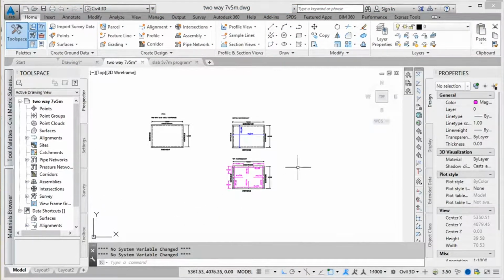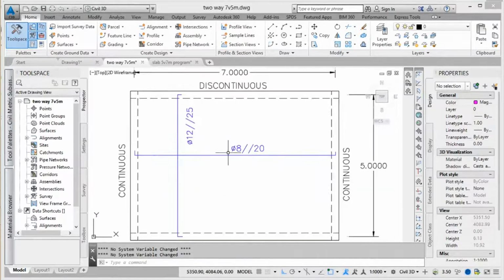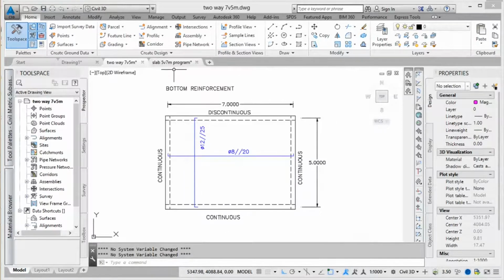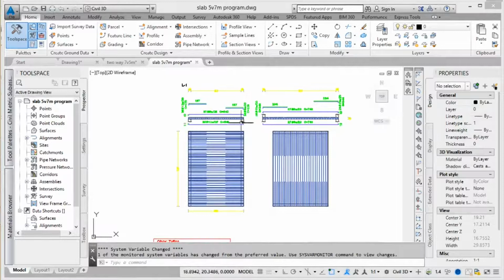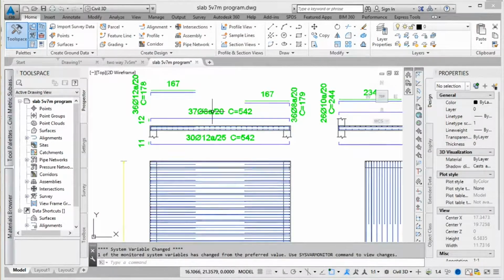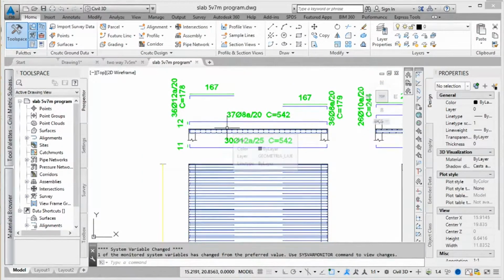Now let's compare the results we got with the results of a commercial software. So we have here these results for the reinforcement. These ones are the results in the commercial software. So this is the shorter span, the 5 meters, and this is the longer span. So let's look at what the software gave us.